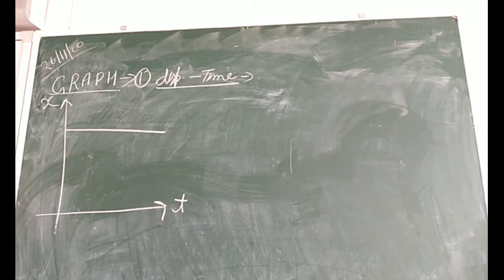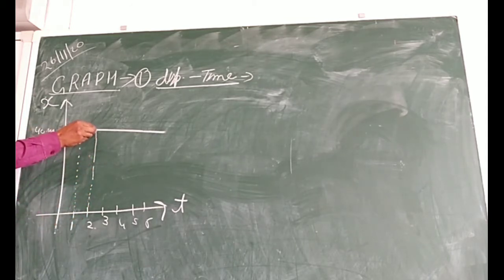Who will tell which type of motion is represented by this graph? Yes. The body is at rest. Very good. The body is at rest. Because, to observe the graph, simply check the time. This time is 1 second. This is 2 seconds, 3 seconds, 4 seconds, 5 seconds and 6 seconds. At 1 second, the displacement is, suppose, 40 meters. Okay? Again, when the time is 2 seconds, displacement is again 40. When 3 seconds, displacement is again 40.